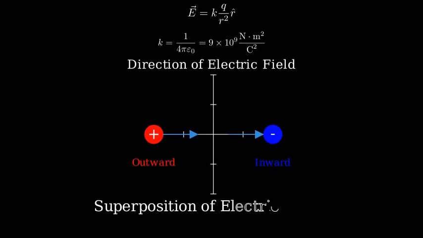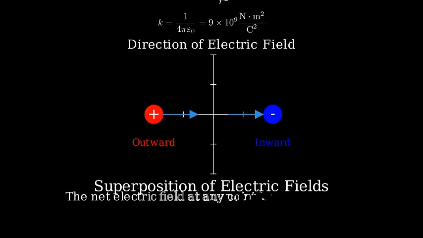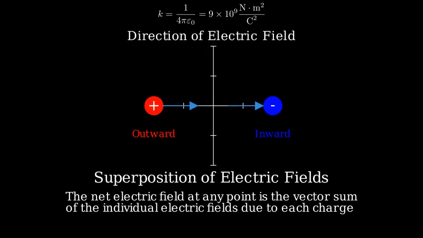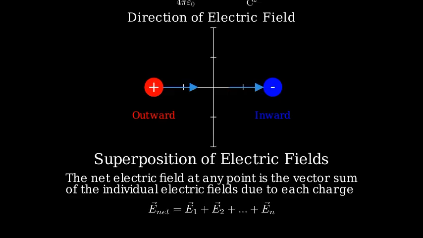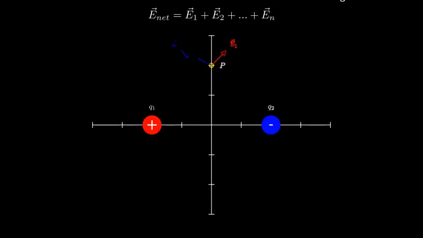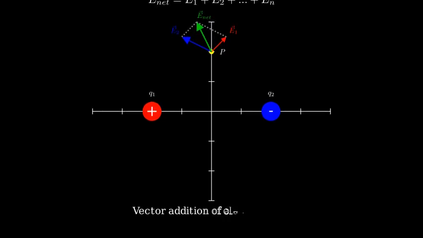One important principle in electrostatics is the superposition of electric fields. The principle states that when multiple charges are present, the net electric field at any point is the vector sum of the individual electric fields due to each charge. Mathematically, it's expressed as E net equals E1 plus E2 plus En. Let's visualize this with a simple example of two point charges.